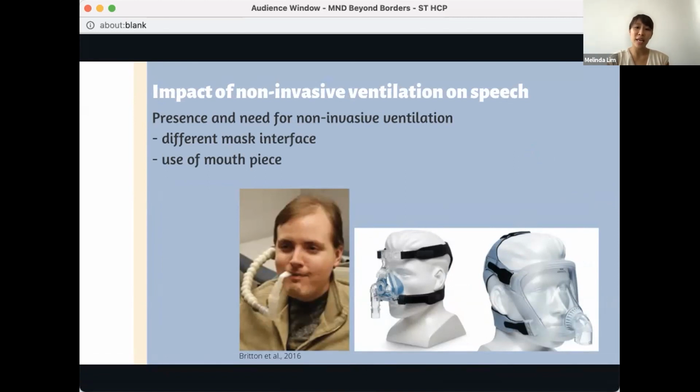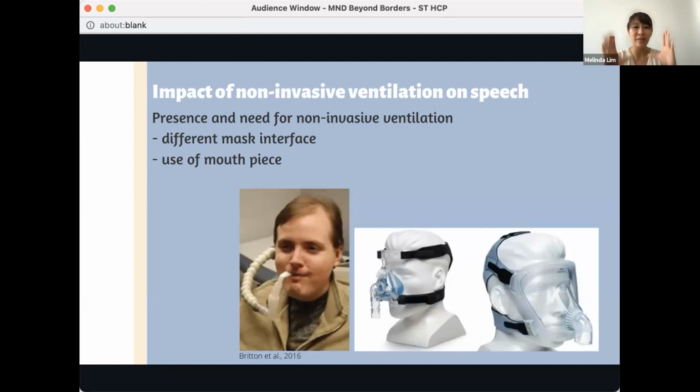So let's say you have a patient who needs non-invasive ventilation. As you can see, there are different mask interfaces that can be used to apply this non-invasive ventilation. And you can see that two out of three actually affect the mouth area. If you just have the nasal interface, then it doesn't really affect speech that significantly.